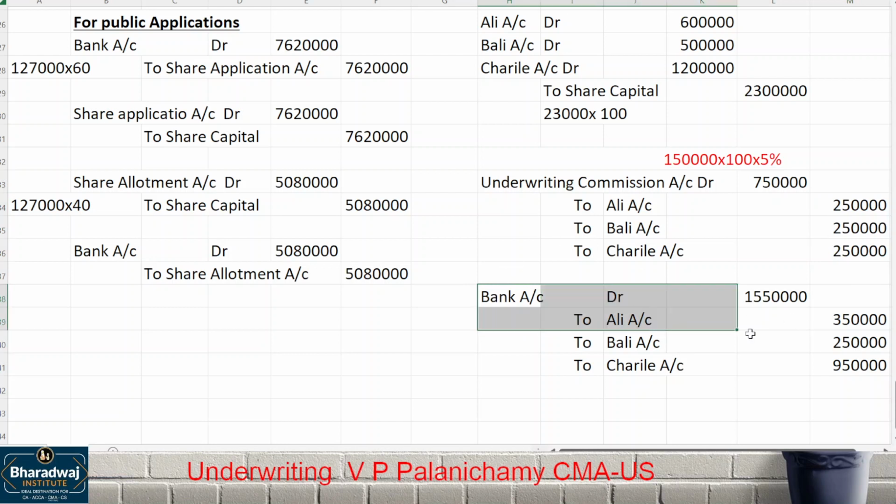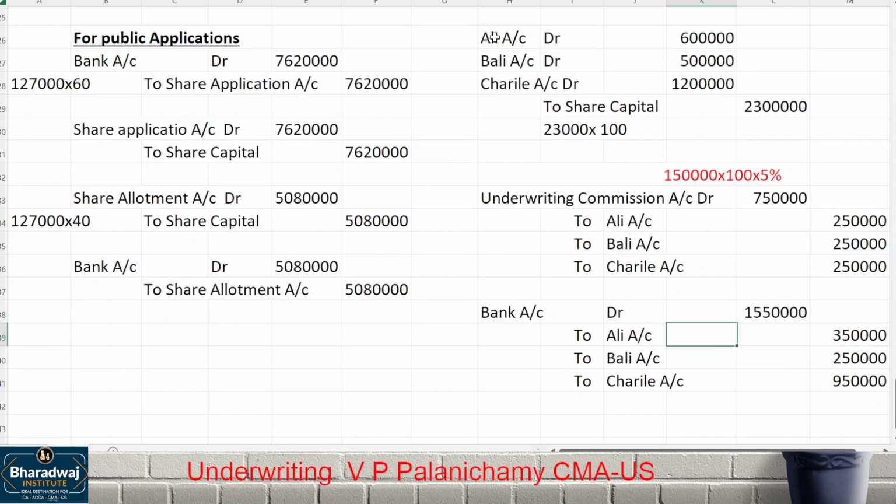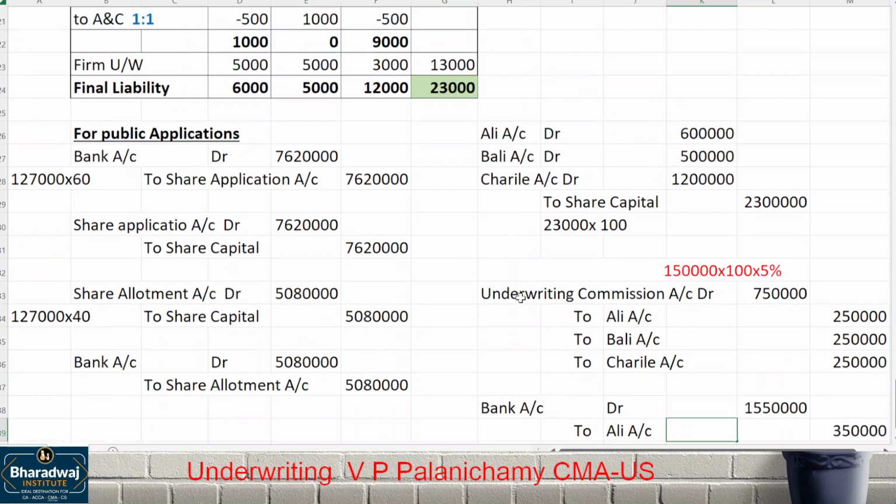How to work out this amount, sir? For A, 6 lakhs minus 2,50,000, 3,50,000. Like that for B and C, the money is collected. That's all. Journal entries are also over. And the concept of underwriting is over.